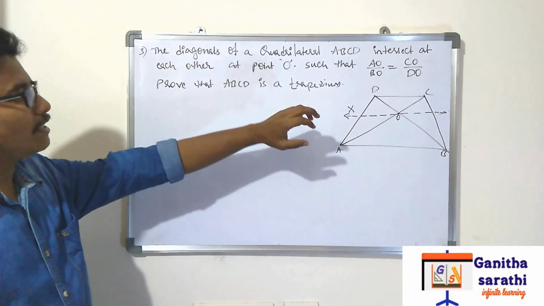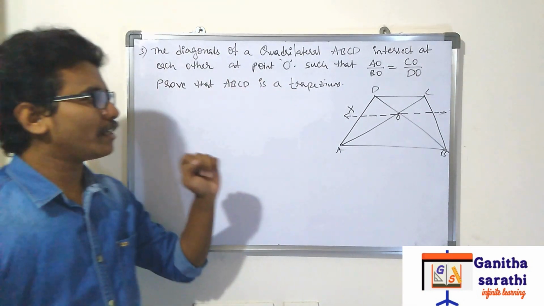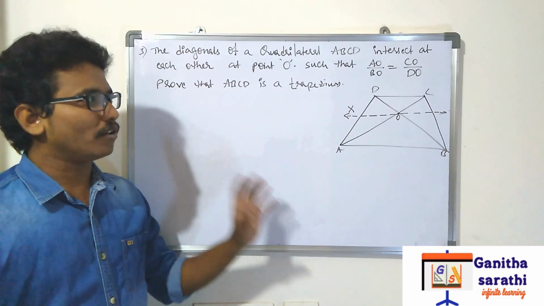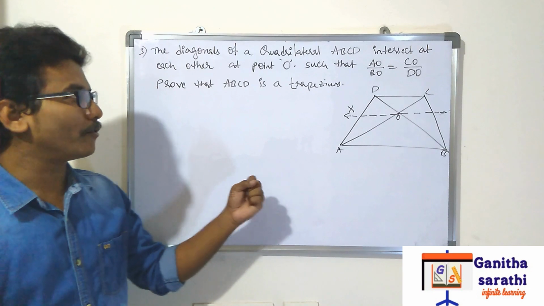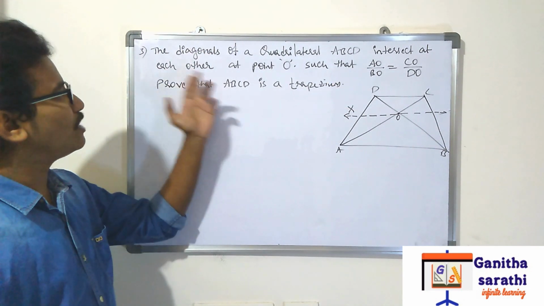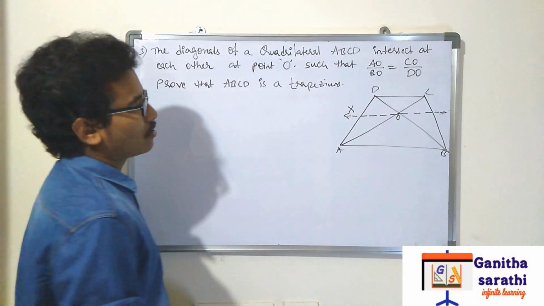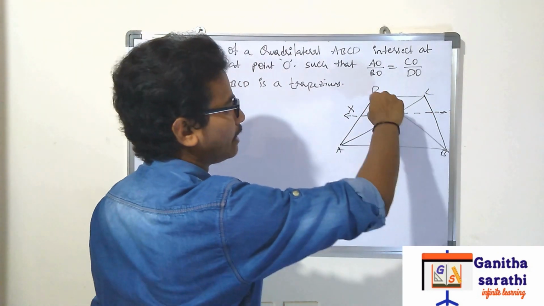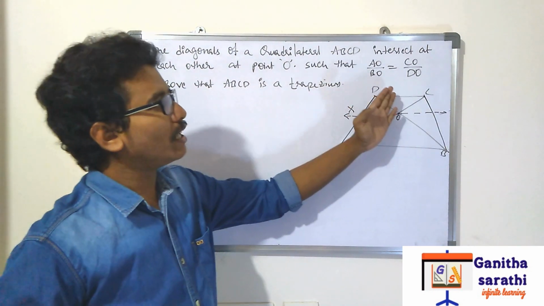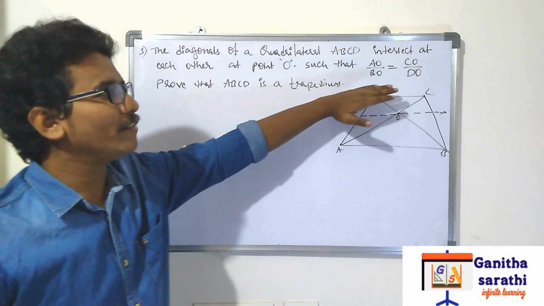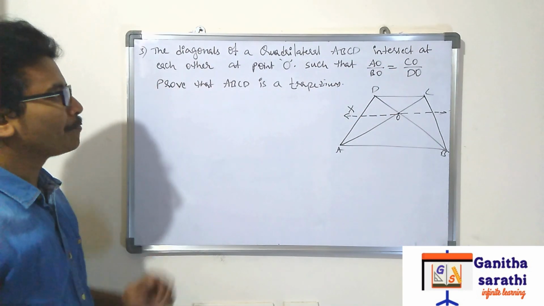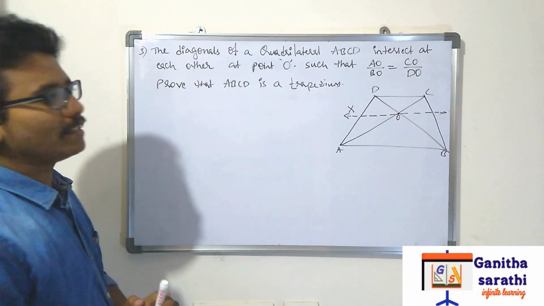So see here, in these kinds of problems in our similar triangles, we will be having three types of models. First you understand the concept, then all the models will be the same. The diagonals of quadrilateral ABCD intersect each other at point O, such that AO by BO is equal to CO by DO. We have to prove that ABCD is a trapezium.